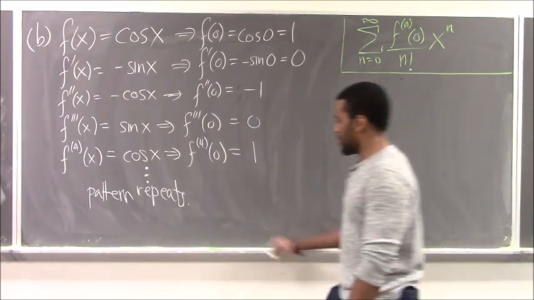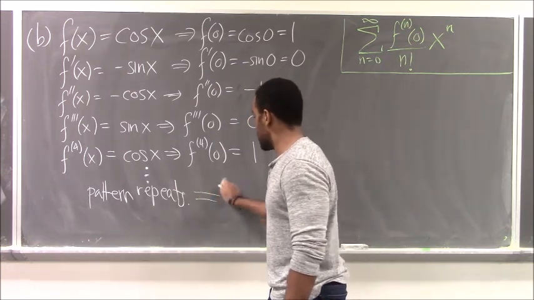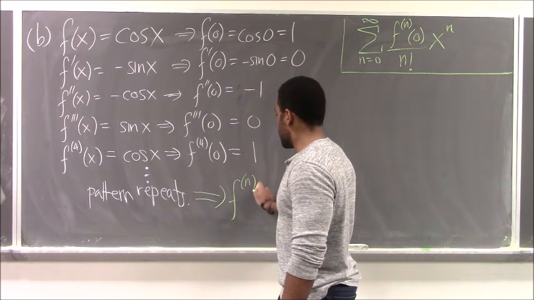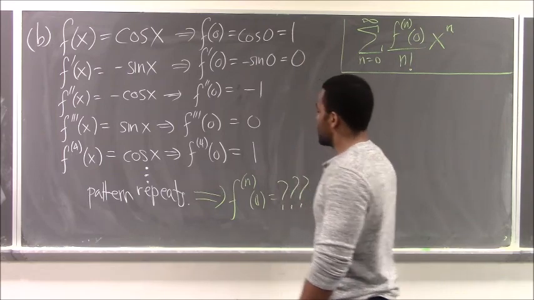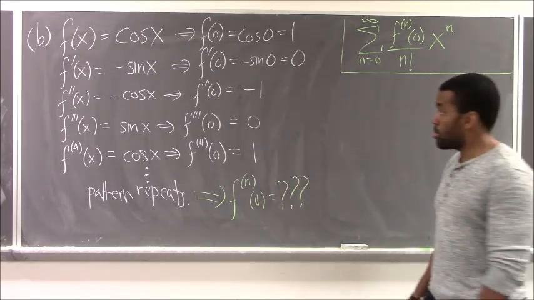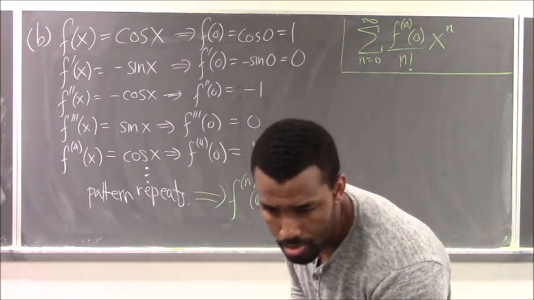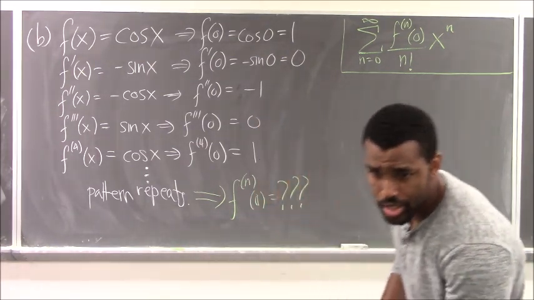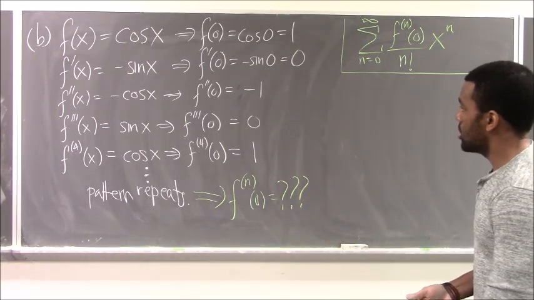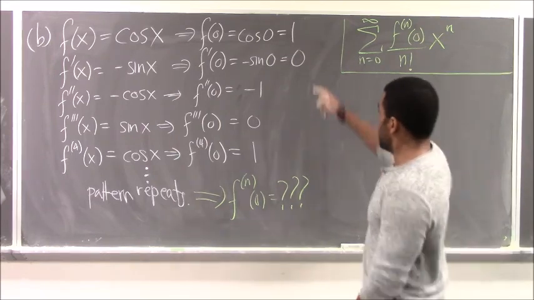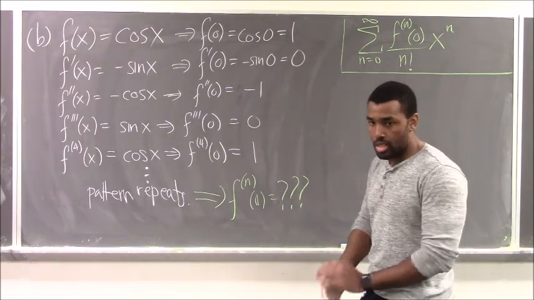So now the question is, can we figure out what would the nth derivative look like? Some sort of general formula here. Ideas? Well, it's not 1, because it literally changes value. 1, 0, minus 1, 0, 1, 0, minus 1, 0. It's not always 1.